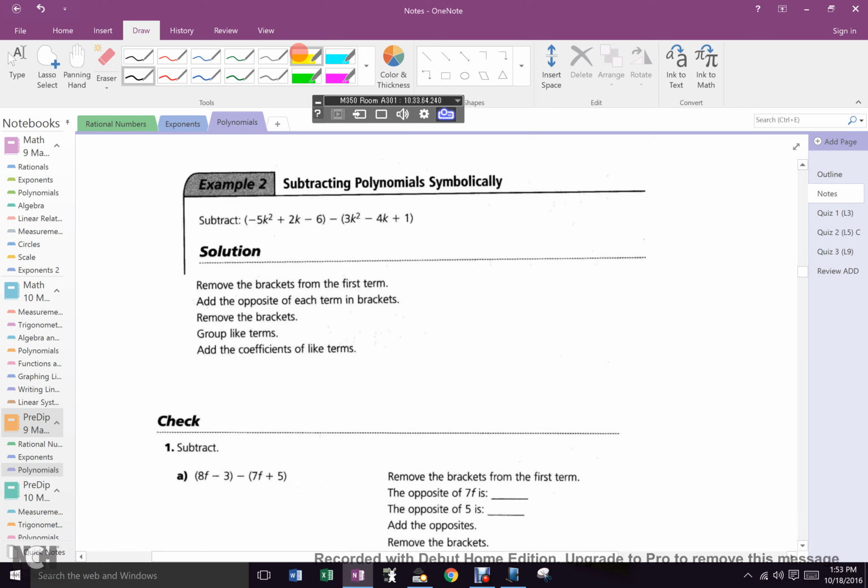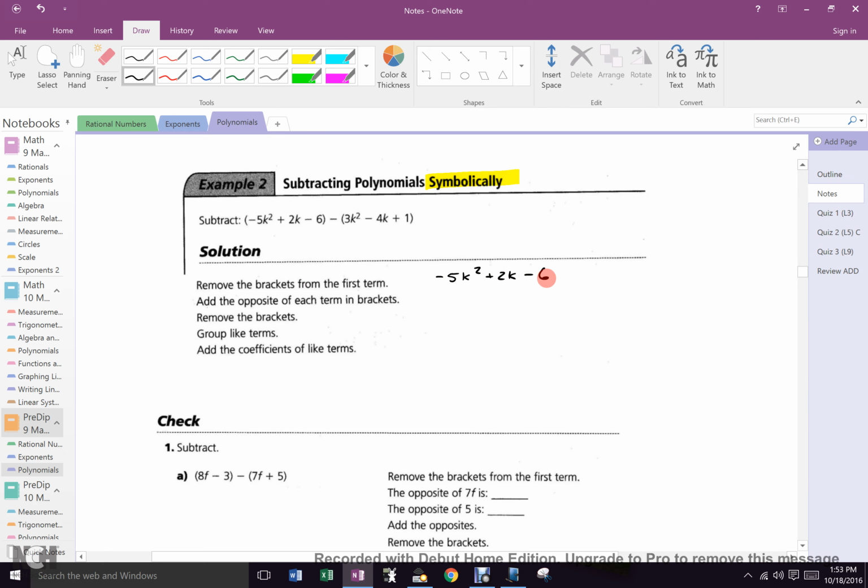We are going to do this symbolically. What does that mean? We're only going to use numbers, okay? Here are the rules. 1, remove the brackets from the first term. So what do I write? Negative 5k squared plus 2k minus 6.